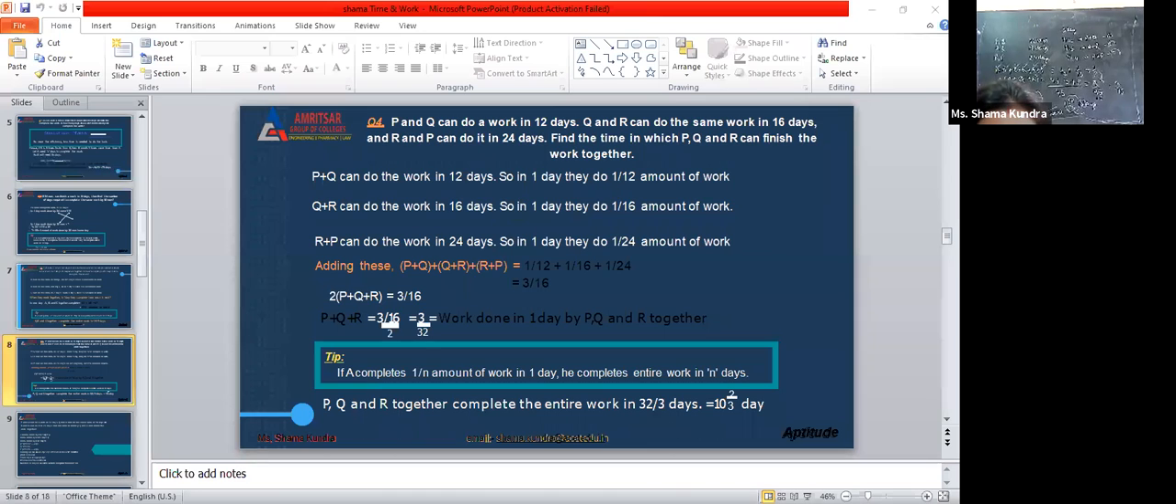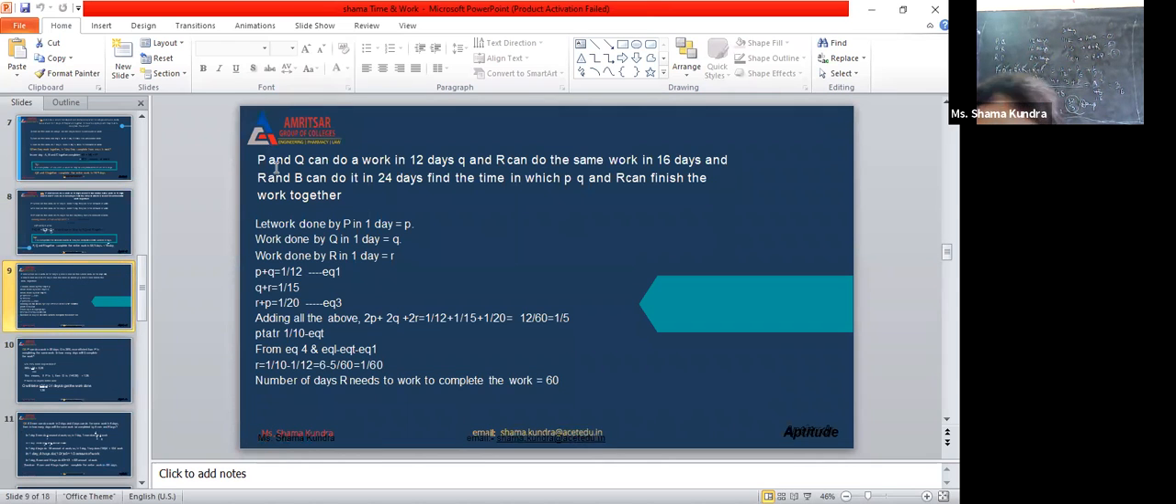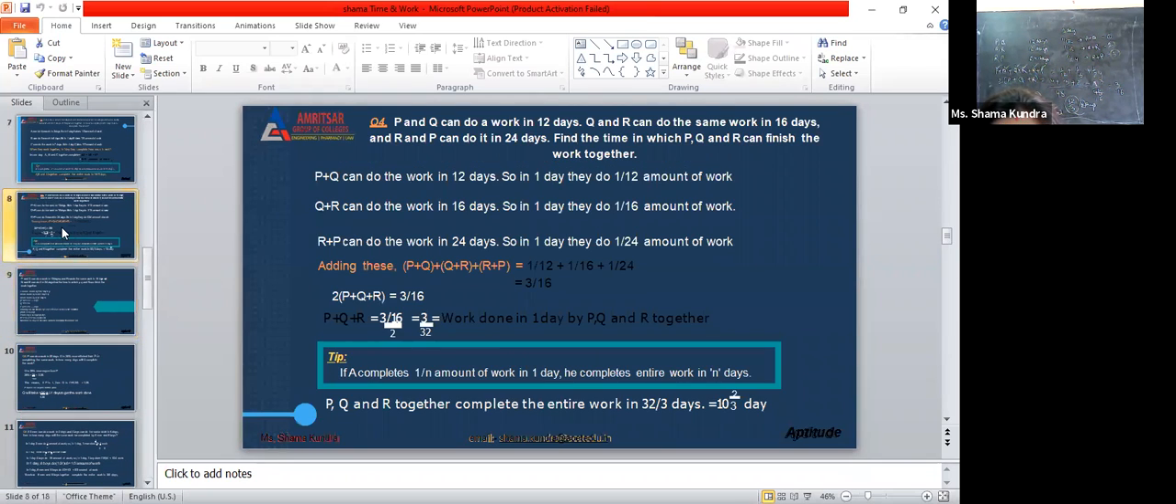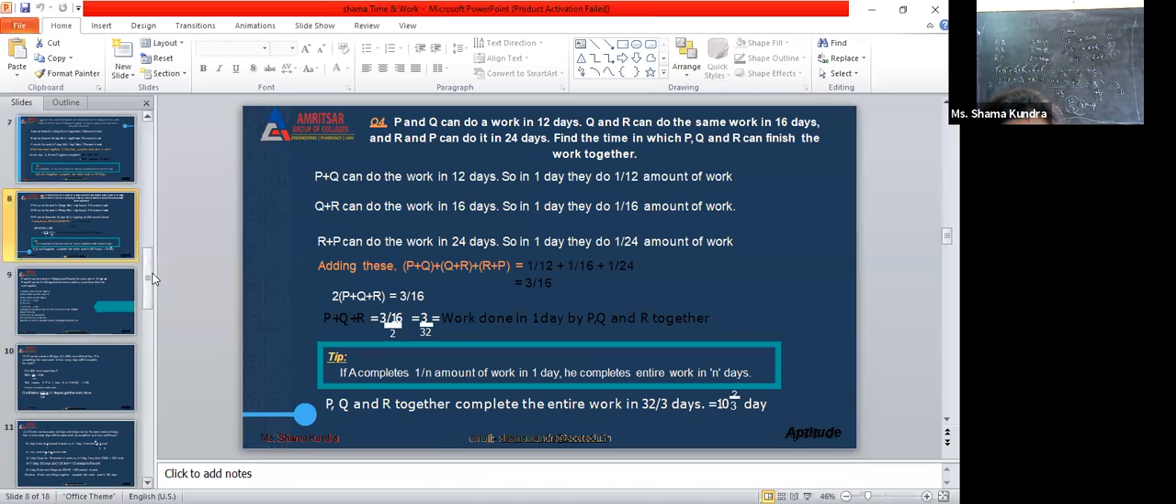Question number 5. See the statement of question number 5. P can do a work in. This is the simplification part of same question.